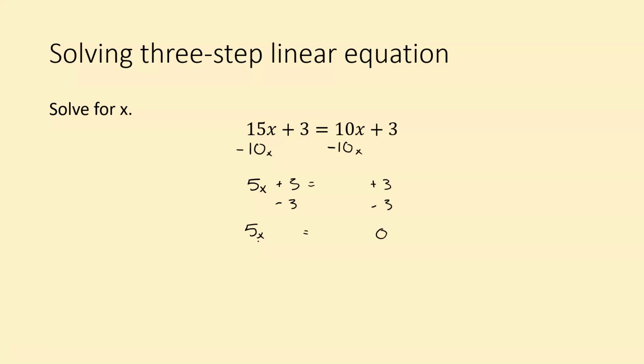So I want to get the x by itself. I have this 5 multiplied out in front. So in order to get rid of that, I'd have to divide by 5, divide by 5. 5 divided by 5 is just 1, so that leaves me with just x equals, and then 0 divided by 5 is 0.